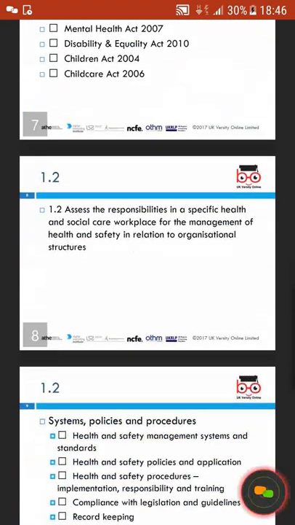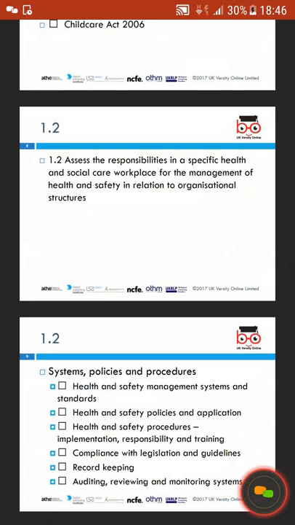And then if you go on to 1.2, which is the responsibilities of the health and social care workplace for management of health and safety in relation to organisation structures. So this is how the organisation implements these policies in a system, in procedures, in their structures. So the responsibility of the business, the manager, is to comply with legislation, because it should always come from the top and work down. It's up to them to uphold the legislation within practice.